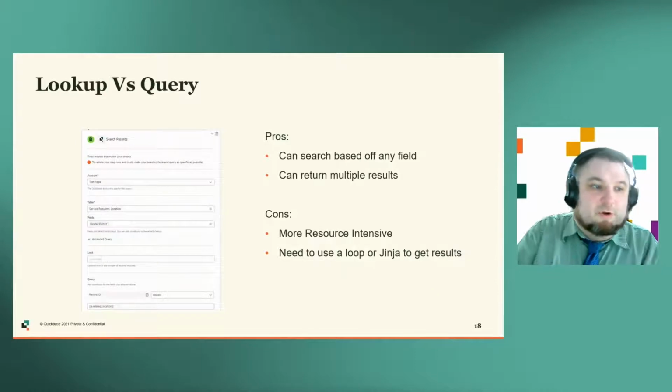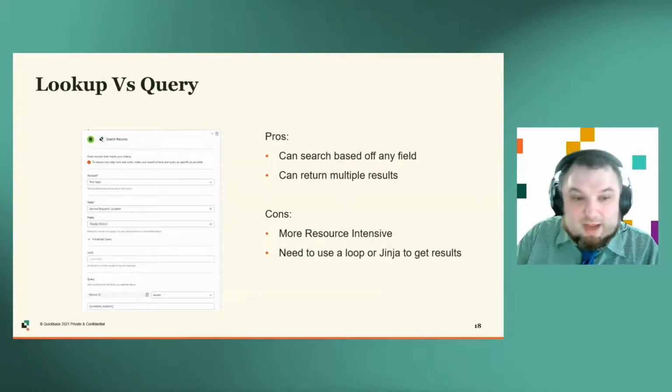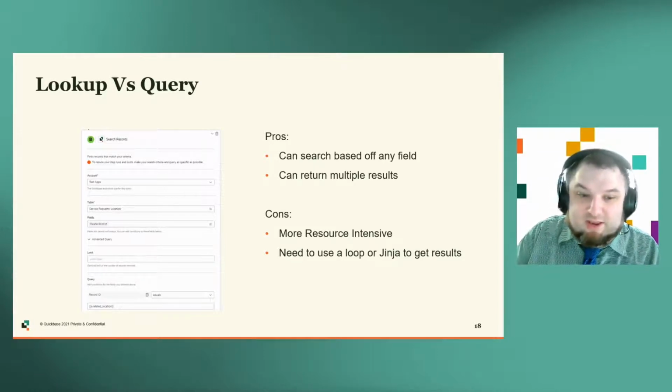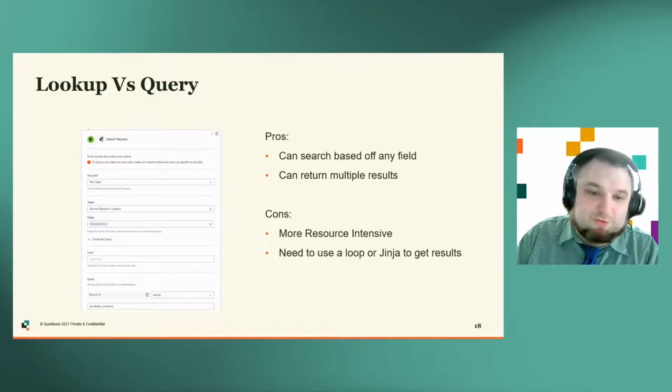One of the nice things about a query is that it can search based off of any field and can return multiple results. But the downside to this is it is more resource intensive. And after you get what you want, all of that data is formatted. It's assuming that it's going to return multiple. So you need to either use a loop to get that information out or write specific Jinja expressions to target very specific examples from it.